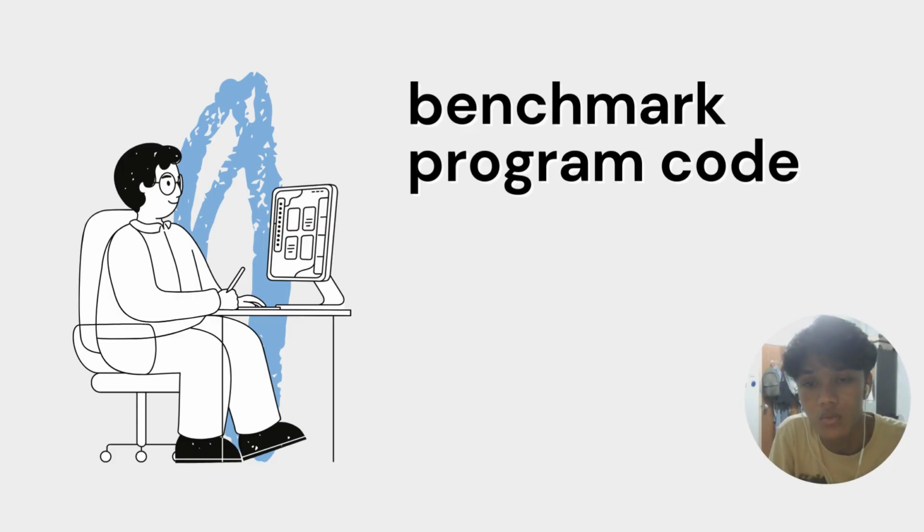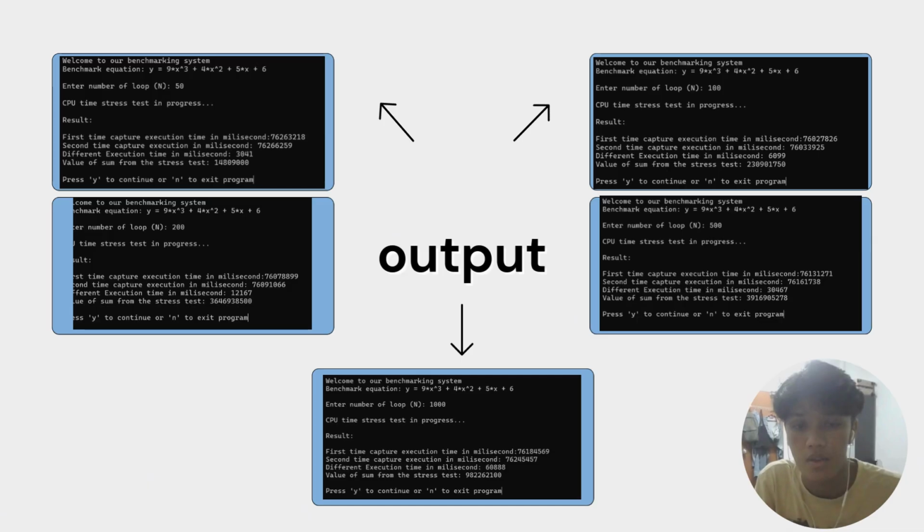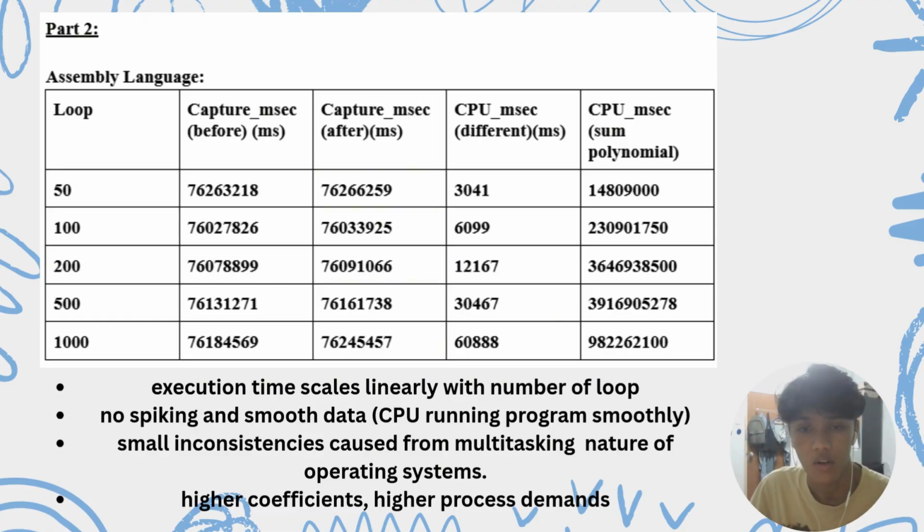So this is for part two, where we want to do a benchmark using our ASM programming code. Once we run our code, this is a five output example of our program. At the top left is an output where the user input a loop n of 50, and at the top right is 100, bottom left is 200, bottom right is 500, and the bottom is 1000. So this is a table of all our output that we get from our programming.